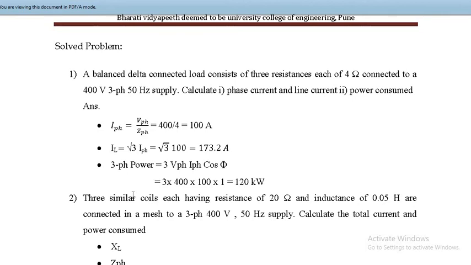Okay, now the per phase load is given to you as 4 ohm, that means a resistive load is given to you, so ZPH is equal to 4 ohm, right? So IPH can be found out as VPH upon ZPH, as 400 upon 4, that is 100 amperes. Okay, now IL is equal to root 3 IPH.